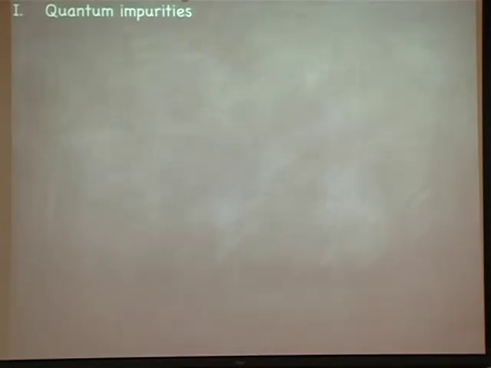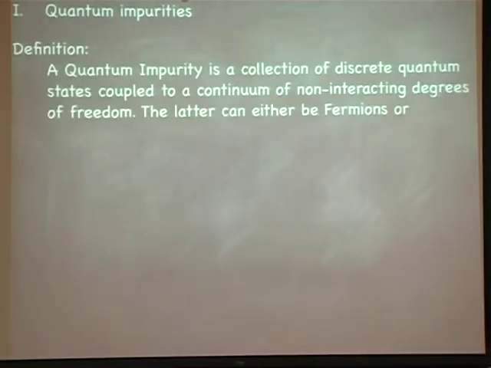So what are quantum impurities? Well, from the very basic definition, you would say a quantum impurity is a collection of a discrete set of quantum states coupled to a continuum of non-interacting degrees of freedom. So the non-interacting here is quite important, otherwise you're lost. You're lost anyway, but then you would be even more lost.